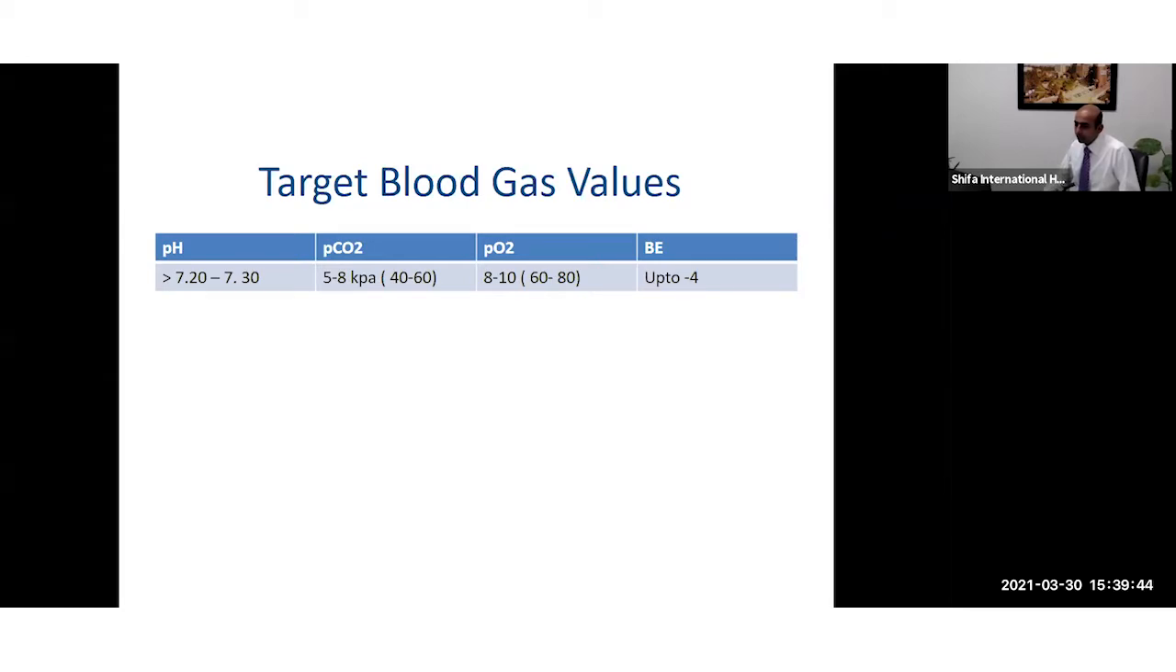is acceptable between 5 to 8 kilopascals. And again, for preterm babies, especially the ones who have established chronic lung disease, we tend to accept even higher PCO2 as long as the pH is maintained. The PO2 is between 8 to 10, and the base excess is acceptable up to -4.